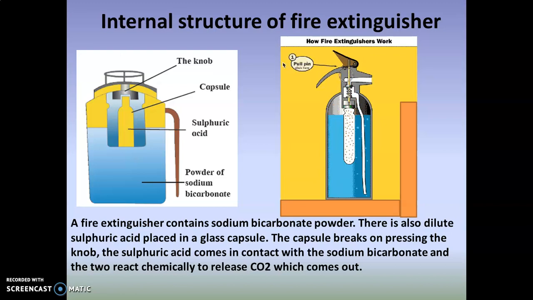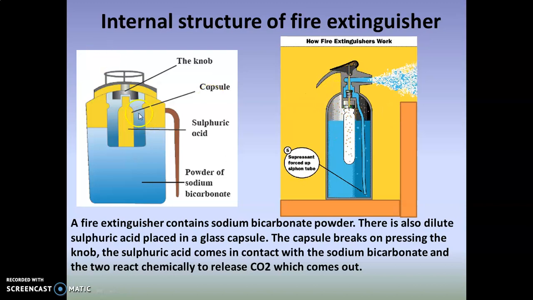So a chemical reaction is going to take place that is going to release carbon dioxide gas, and that gas is going to extinguish the fire. Now let's see how the reaction works or how the process takes place. Okay, so here there is a knob or a pin. When you pull the pin, it presses the valve of the capsule.